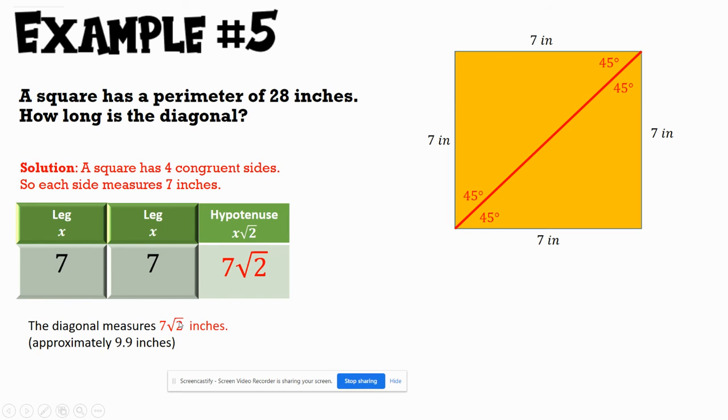I also recommend that just so that you get comfortable with square roots. If you type that in, it's about 9.9 inches, which makes sense that it's the longest side because remember, the longest side is across from the largest angle.